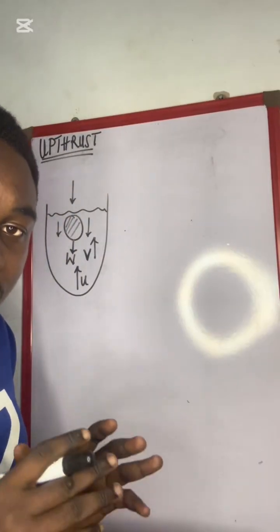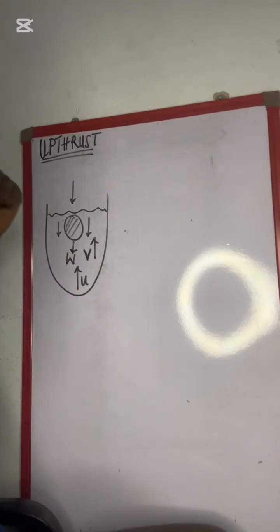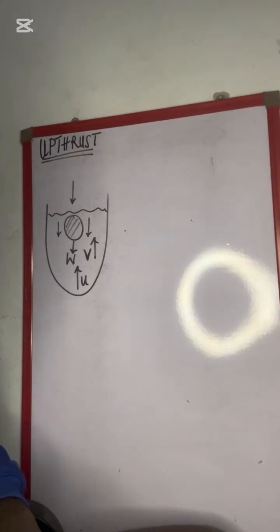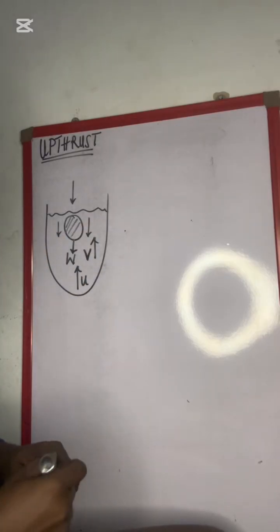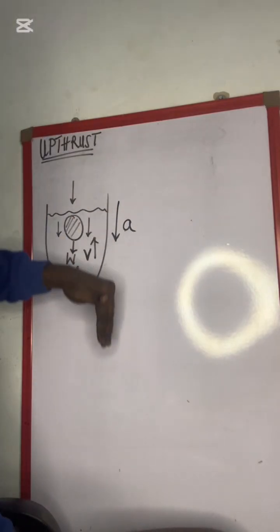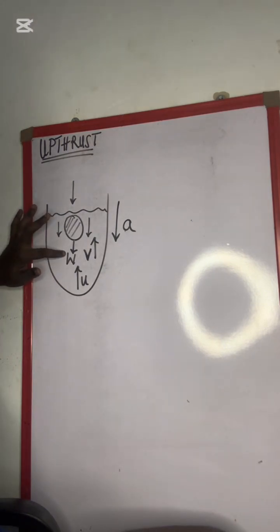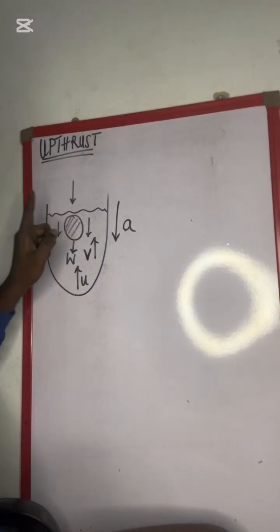Okay guys, now on the board we have an object dropped into a liquid. Now, what will this object experience? Because it is dropped into a liquid, the object will be moving with an acceleration down the liquid. Remember, the weight of the object still acts downwards, and because the object is in a liquid, there must be upthrust acting against the weight, that is upward.